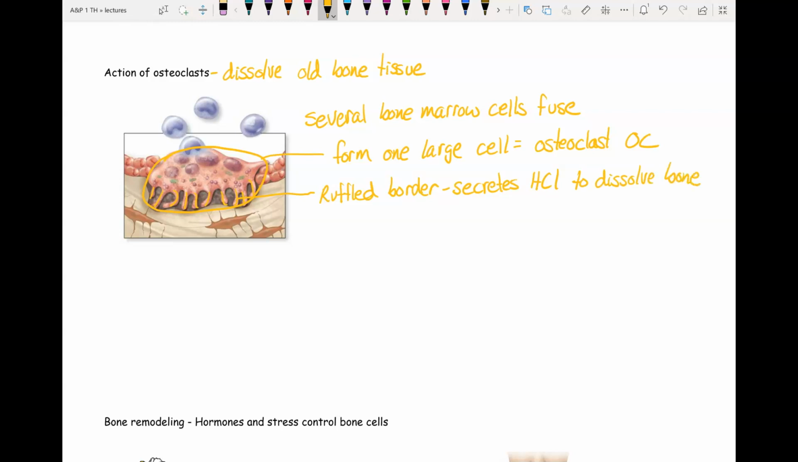And when you dissolve bone, the nutrients are returned to the blood. So remember the osteoblasts were taking nutrients from the blood to make the bone? Well, now when the osteoclasts dissolve it, those nutrients go back to the blood. So you're recycling this bone tissue.